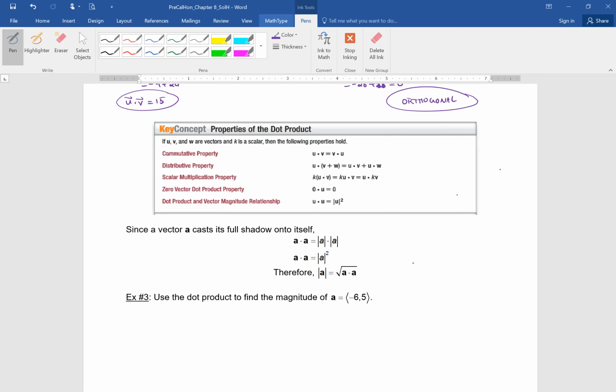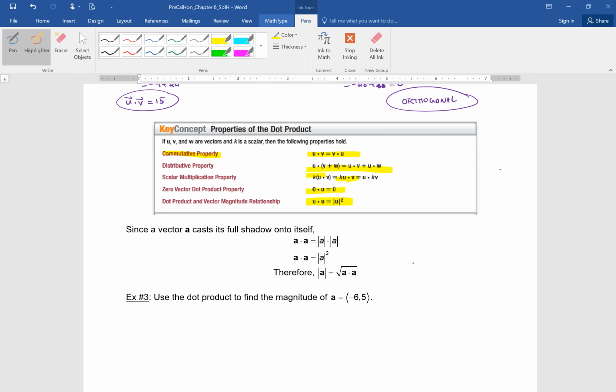Okay, so because a dot product is a scalar, the commutative property applies, and the distributive property applies even for regular vectors. Scalar multiplication will work. 0 dot u is 0. And u dot u is just the magnitude of u squared. And we'll do more with that last one right now, okay?